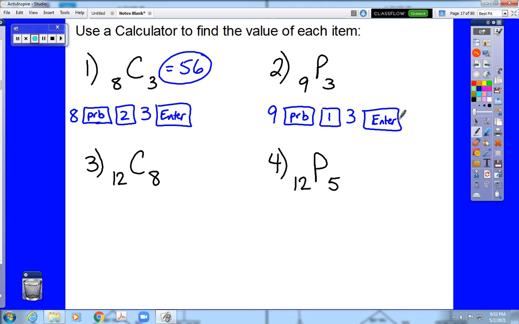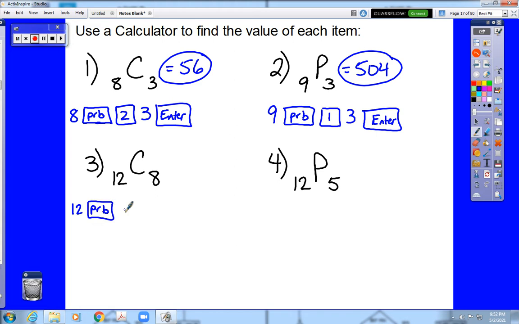So 9 permute 3 should be 504. Okay, notice how much bigger the permutation is than the combination. That's a very common thing for the permutation to get really big where the combination really does not.